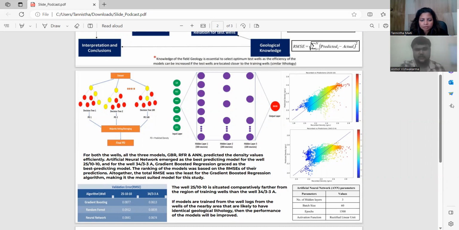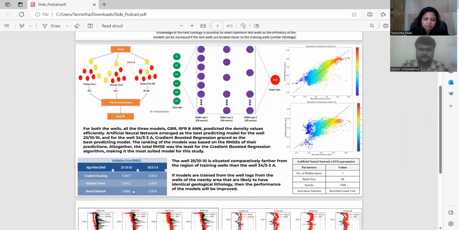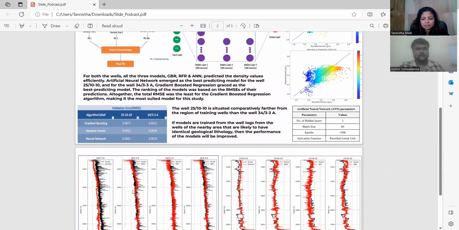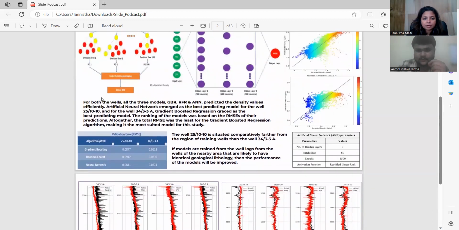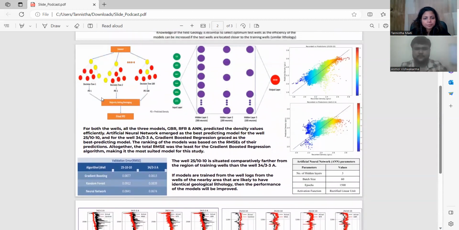Okay, so if we move to the next slide. In the top we have a diagrammatic representation of how the random forest model works. There are a lot of decision trees. Which one is random forest? In the left hand side, in the above slide, the second slide. Okay, I see.